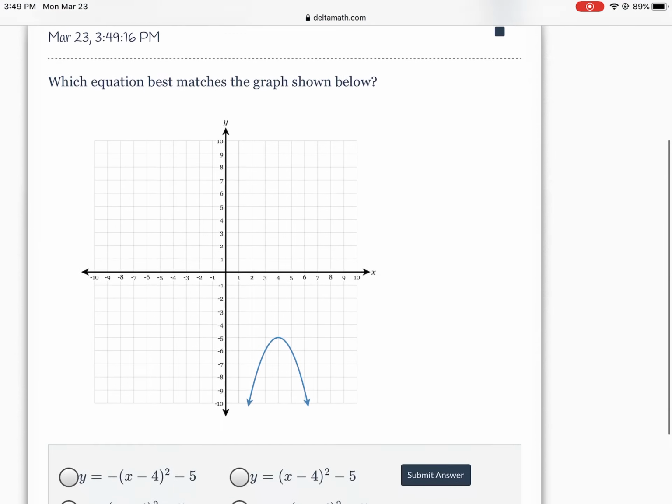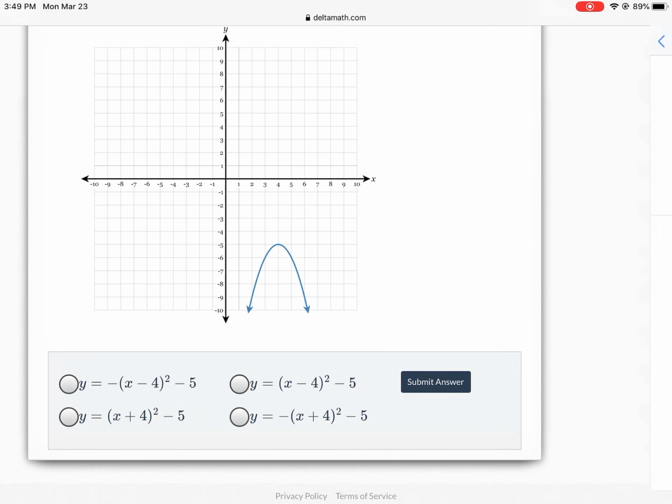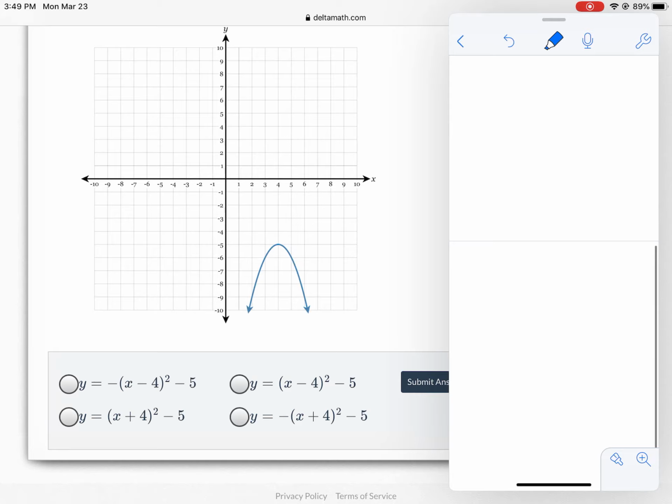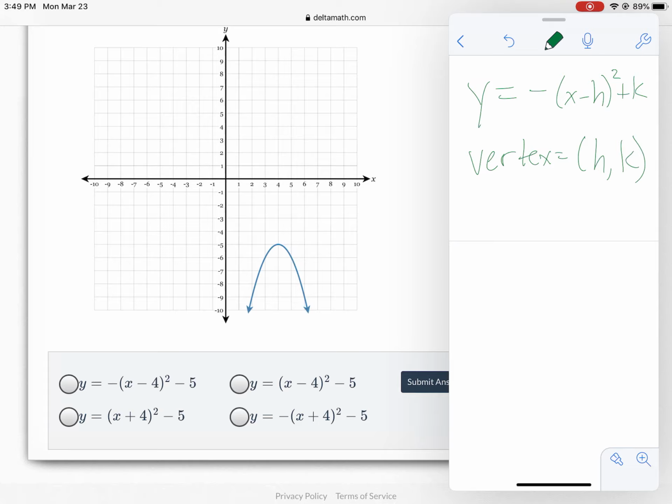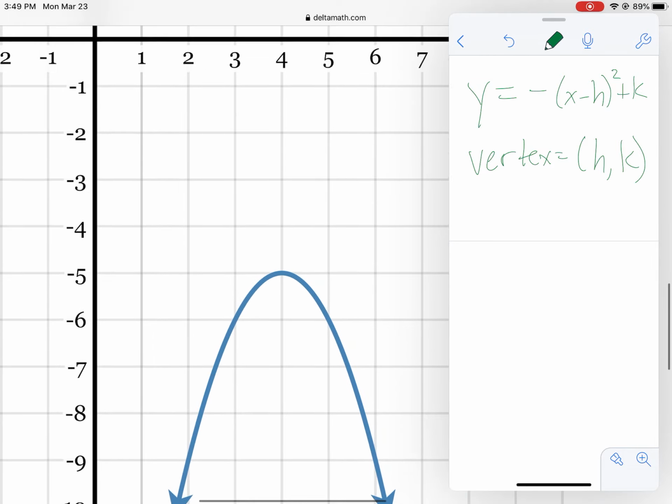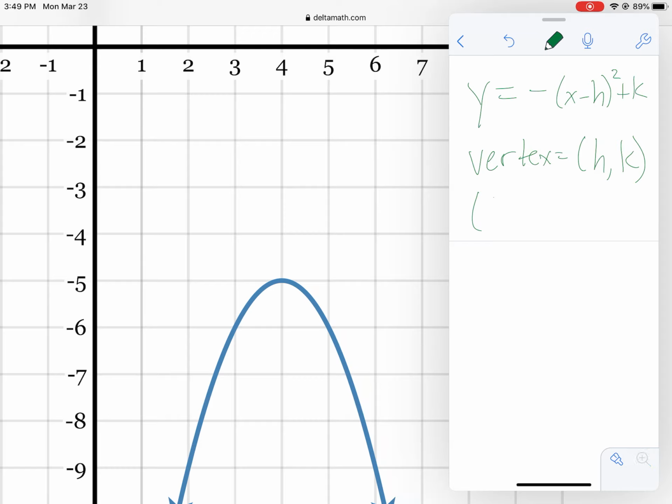Which equation best matches the graph shown below? As we see from this graph, we have a negative parabola, so I should definitely have a negative sign in my equation. And since we're talking about vertex form, we want to have x minus h squared plus k. Remember, our vertex is h comma k. In this particular problem, our vertex is going to be 4 comma negative 5. That's the x coordinate and then the y coordinate of the vertex.